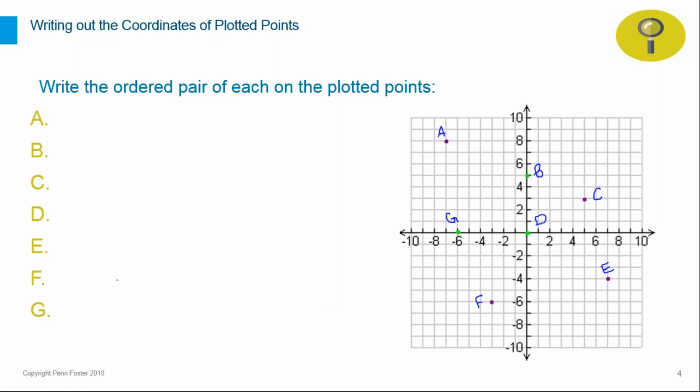Now let's do the other way around. Write the ordered pair of each of the plotted points. So this time, instead of us plotting the points on the plane, the points are already plotted in the plane. Our job is to define the ordered pair of each of those plotted points. So let's do that together. We're basically going to work backwards.